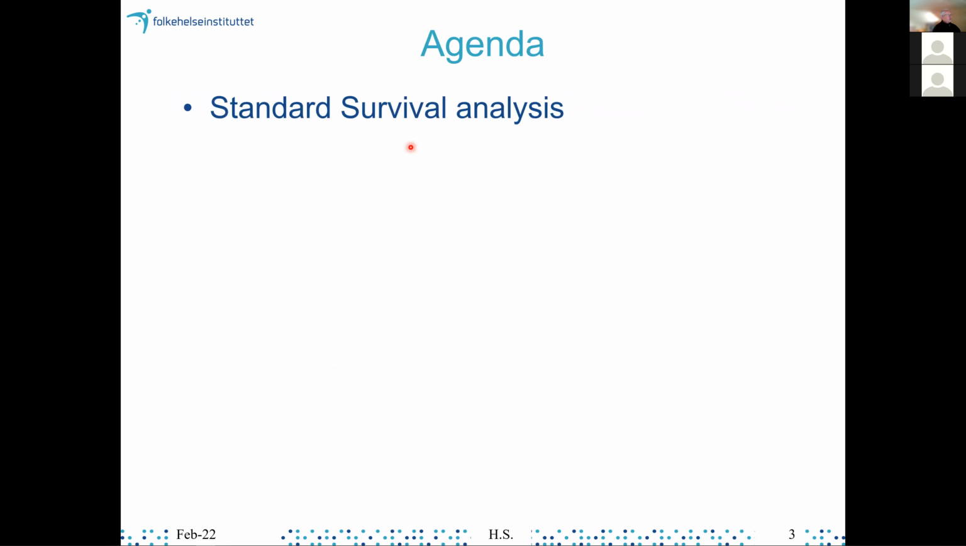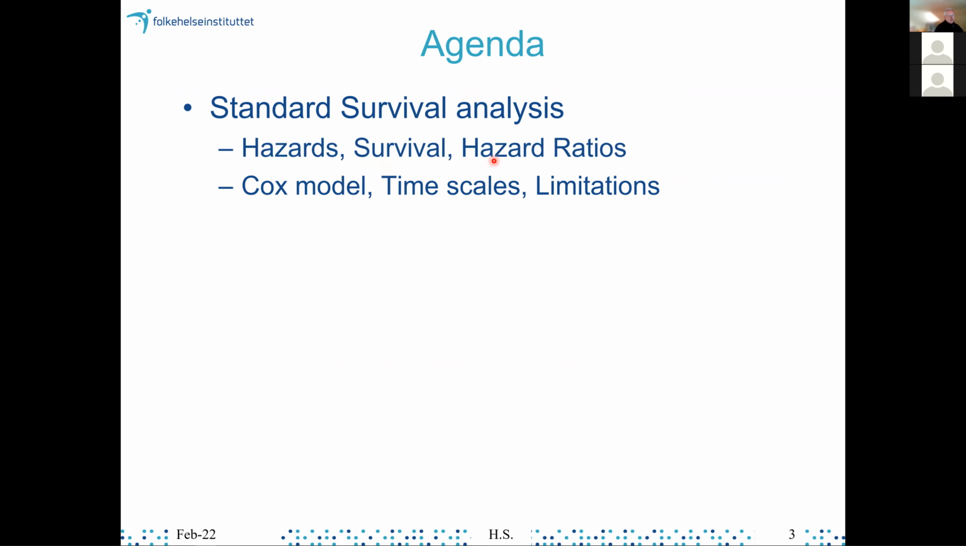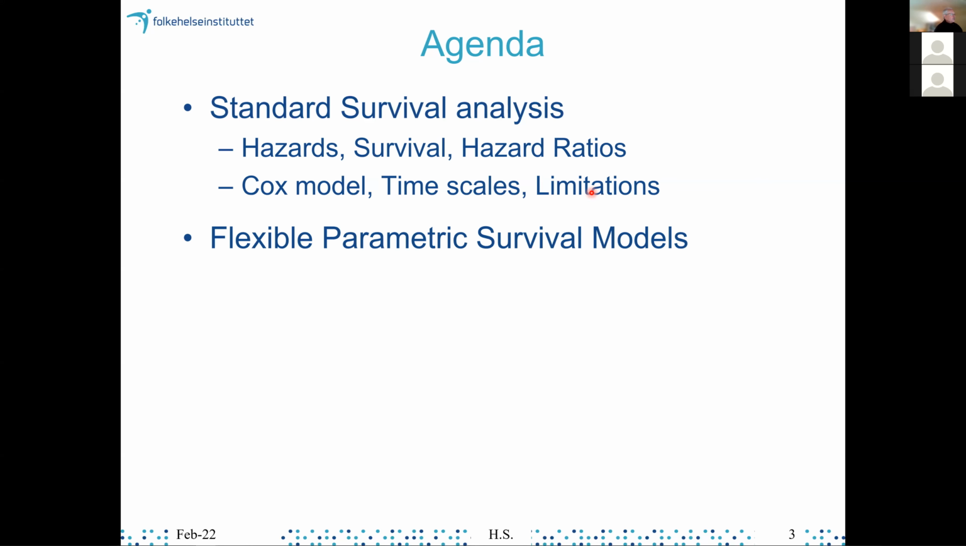So our agenda will be to talk about standard survival analysis, talk about hazards, survival, and hazard ratios. We will present the Cox model, talk about different timescales, and then we will discuss some limitations of the Cox model. And that will lead us to using an alternative to the Cox model called the flexible parametric survival model. And this one relies heavily on splines, so we will define splines, talk about the model syntax, and also the predict syntax connected to the model.